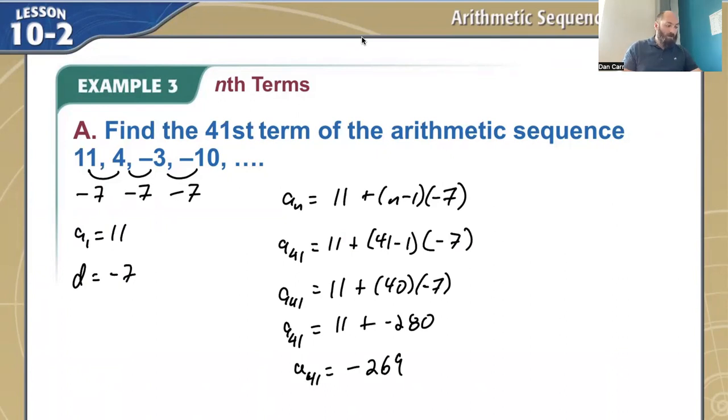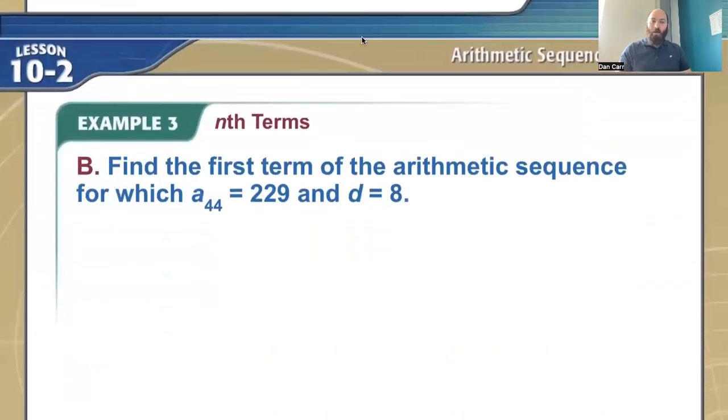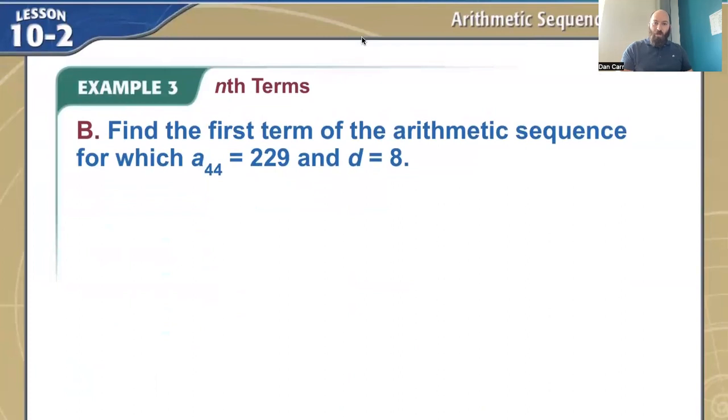So again, to find a very specific term, especially a large term or a very far spot into the sequence, we want to first model it with an explicit rule, and then we can just plug in the 41 and calculate it out. Okay. On the first term of the arithmetic sequence for this one.